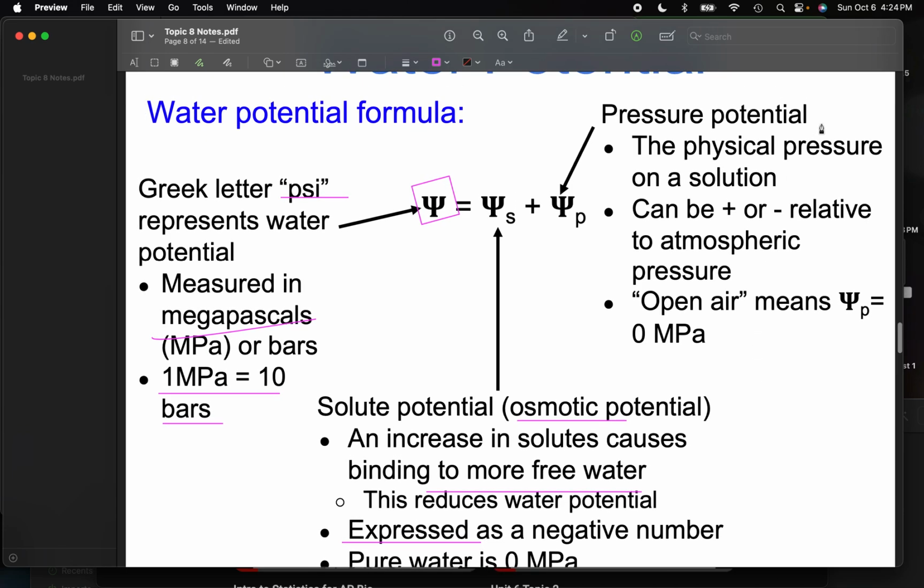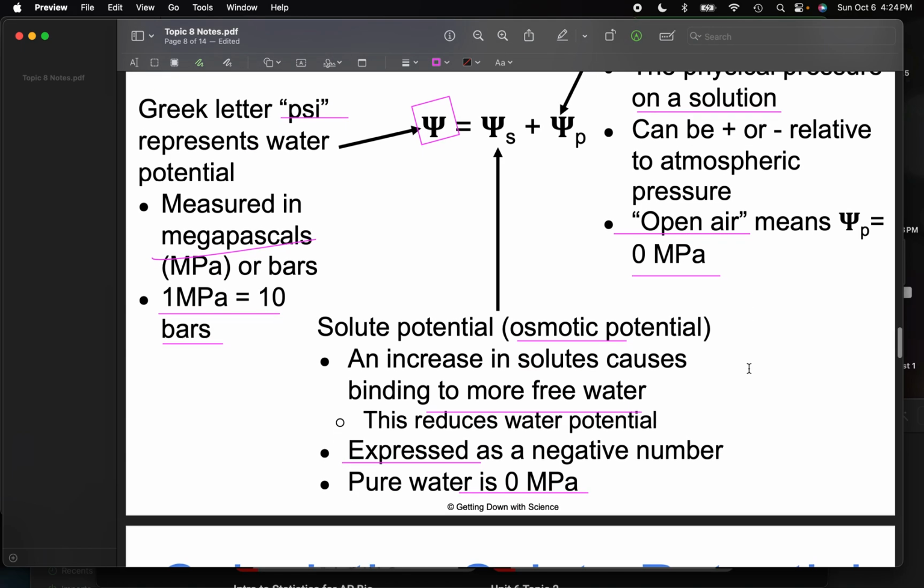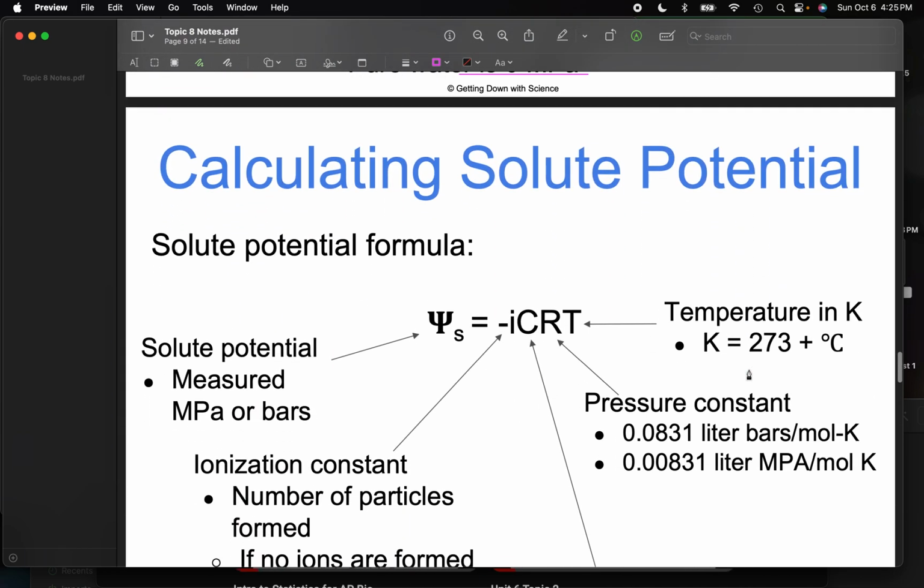Pressure potential is the physical pressure put on a solution. It can be either positive or negative. For atmospheric pressure, in open air, our pressure potential is 0 megapascals. The reason for that is because we're in normal atmospheric pressure, which unless we go really high up on the top of a mountain or down in the bottom of the ocean, it's always going to be the same no matter where we are on the planet, for the most part.